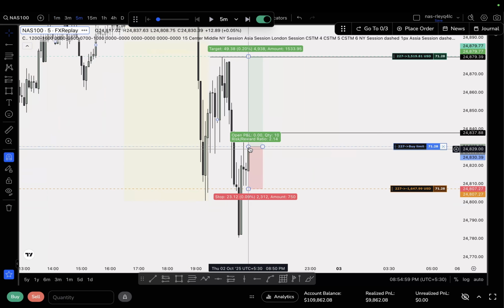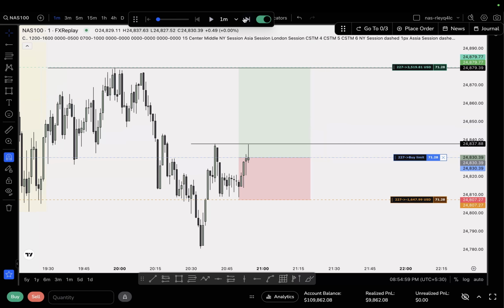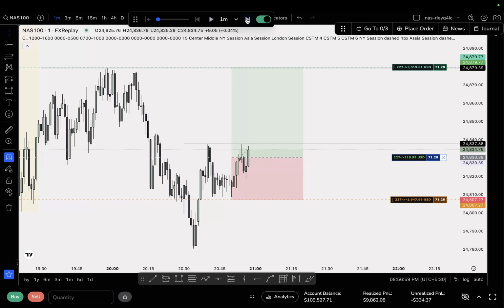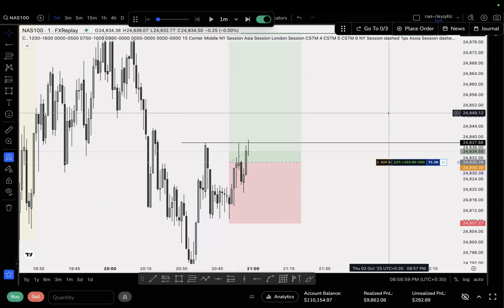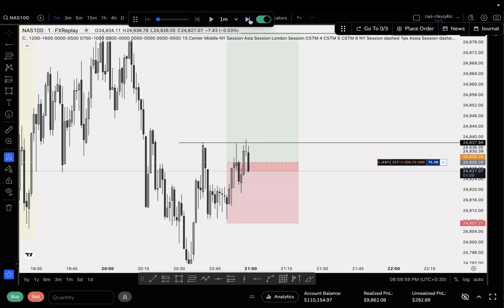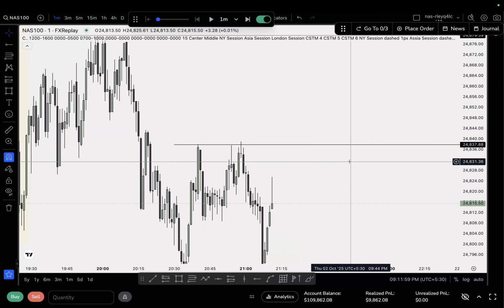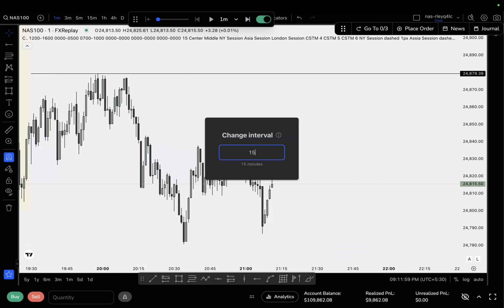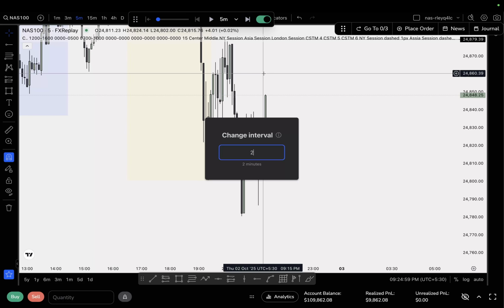Because look at this volume right here. We pushed nicely, came down, pushed higher. This might stop me out. Okay, that's break even. It's like an intuition trade. Yeah, nice break even. I'm not gonna do that because in eval or funded, I won't take that trade.